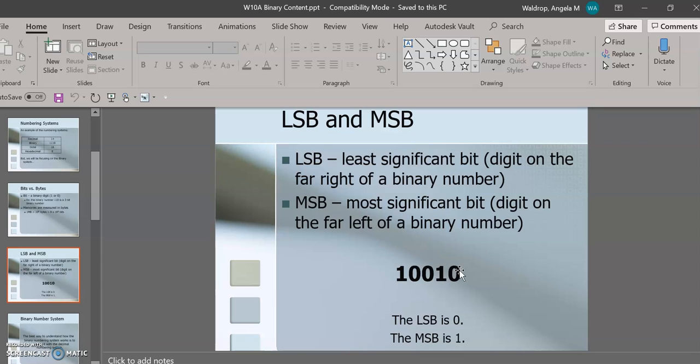Now, when we're looking at binary numbers, we need to make sure that we differentiate between the least significant bit and the most significant bit, okay? The least significant bit is the number that's on the far right, so in this case, that number is the 0. The most significant bit is the one that's on the far left, and in this case, that's the 1. So we need to make sure that we know the difference between the least significant bit and the most significant.